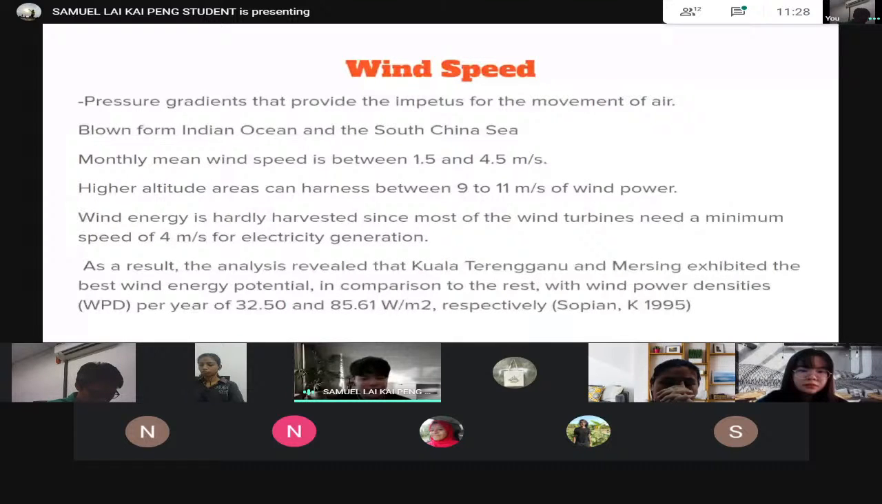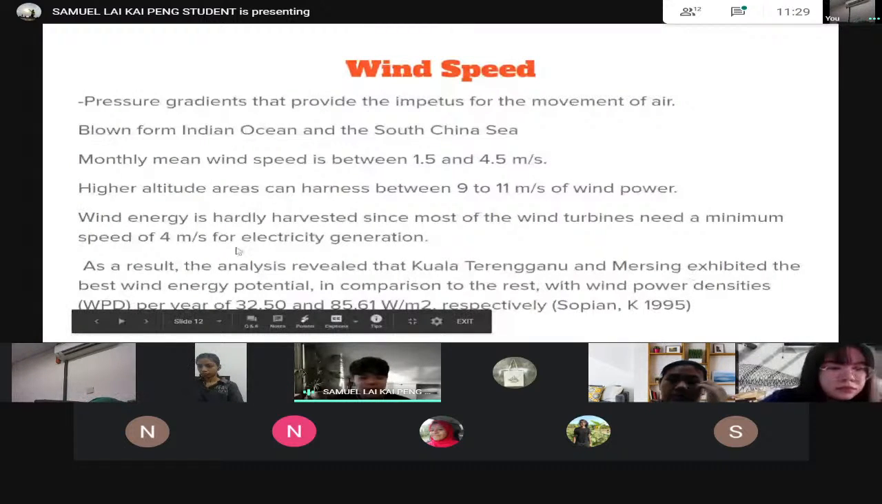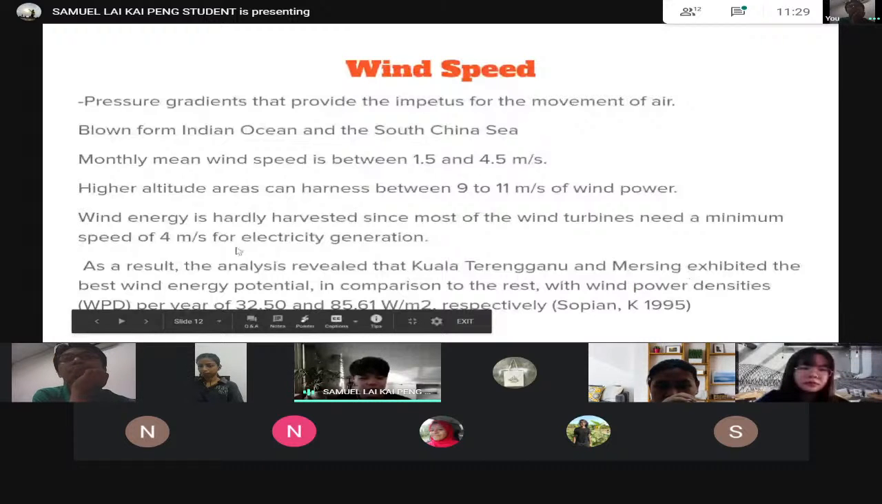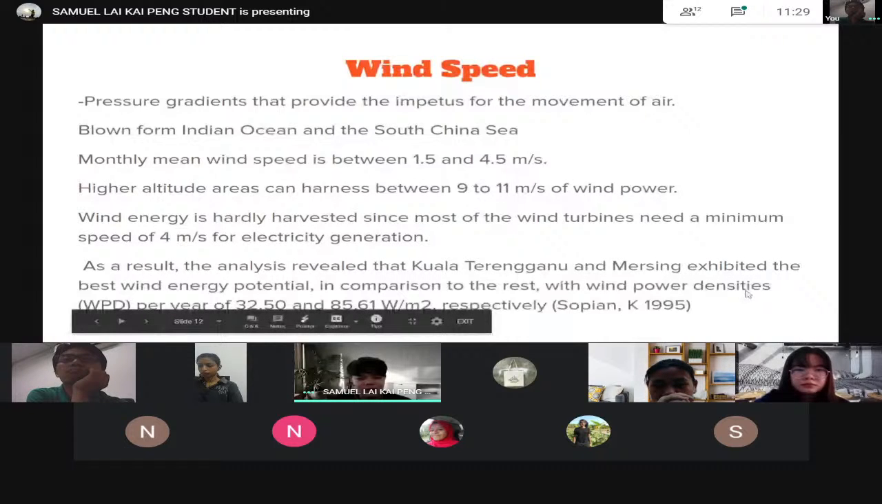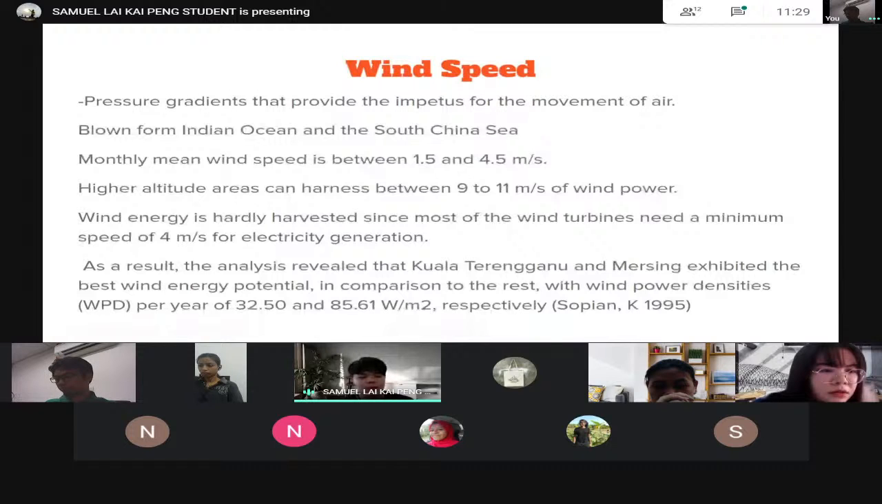So as a result, the analysis revealed that Kuala Terengganu and Mersing exhibited the best wind energy potential compared to other areas, with wind power densities (WPD) per year of 32.50 and 85.61 watt per square meter, respectively. Sofian, 1995. Okay, then next slide.